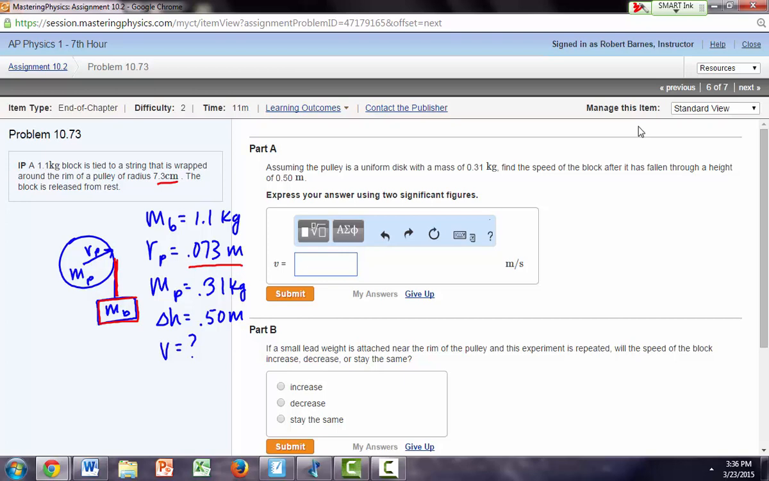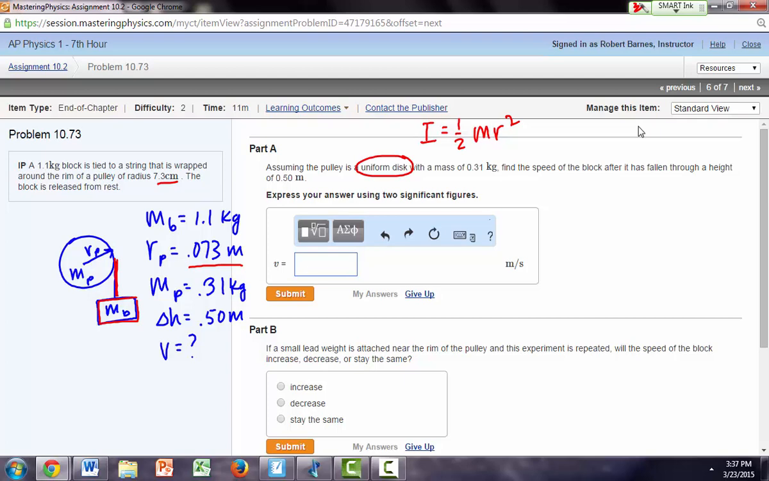The block is released from rest, so the initial velocity of the block is 0. The pulley is a uniform disc with a mass of 0.31 kilograms. We already know from the last problem that the I value for a disc-shaped object is 1/2 mass times radius squared. And we want to find the speed of the block after it's fallen through a certain height.